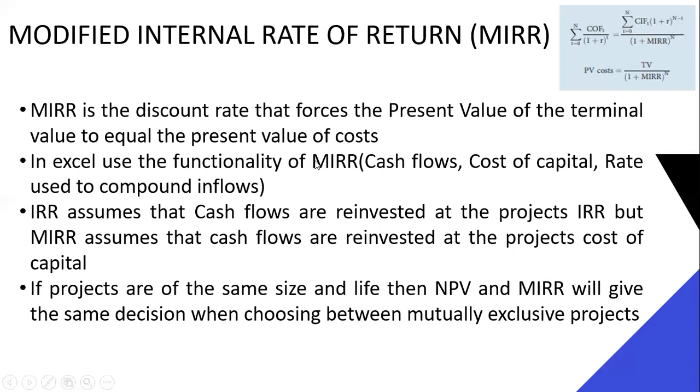If you use the MIRR functionality, you basically say plus MIRR, open brackets, add the cash flows, the cost of capital, the rate used to compound inflows, and close the brackets. Now, IRR generally assumes that cash flows are being reinvested at the project's internal rate of return. But the good thing about MIRR is that it assumes cash flows are reinvested at the project's cost of capital, and that is a much better situation.